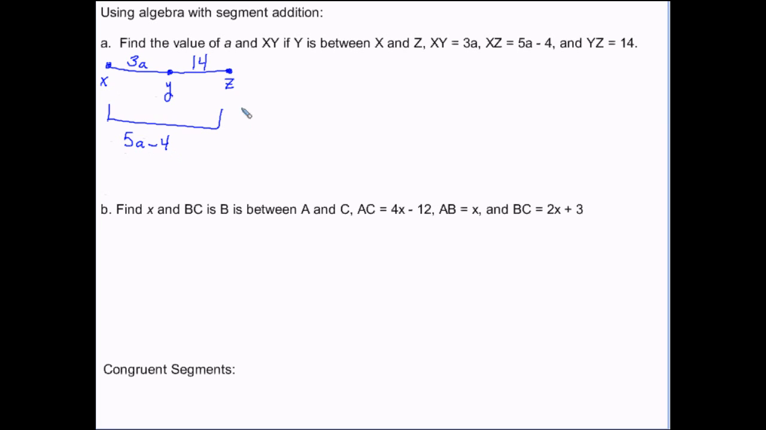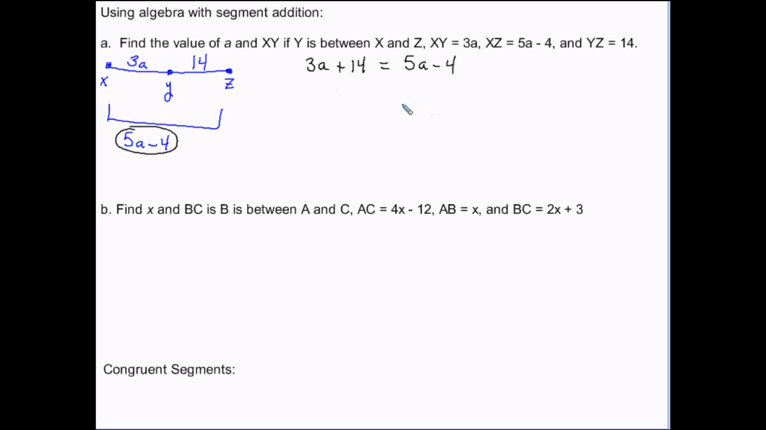Okay, so what this picture tells me is these two pieces together equal this whole thing. So if I add these two, it'll equal this. This plus this will equal this whole thing, so it'll equal 5a minus 4. So that's what I'm going to do. I'm going to say 3a plus 14, so this plus this is equal to this whole thing, 5a minus 4. Now I have a solvable situation.